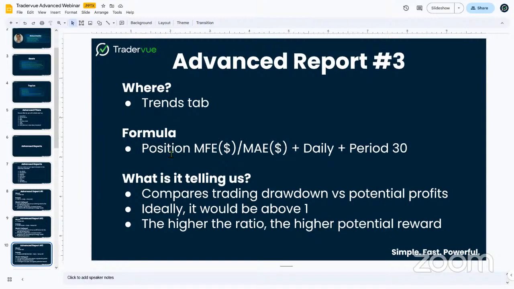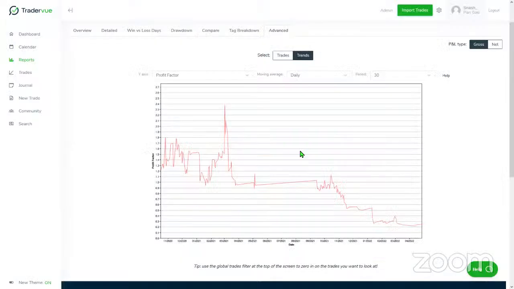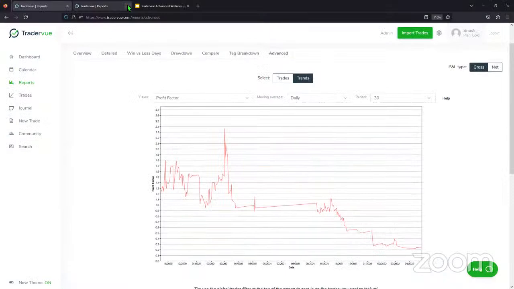Ideally, it would be above 1, and the higher the ratio above 1, the higher the potential rewards. It's basically telling you that you're not letting your trades run that much against you, but you're also letting them run in your favor, assuming you have a high ratio in this combination. So let's jump into it right now. Let me close something here.